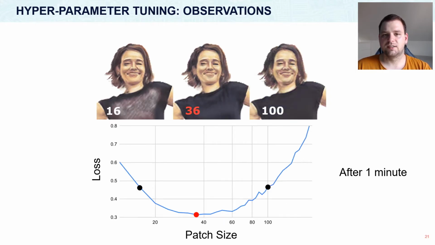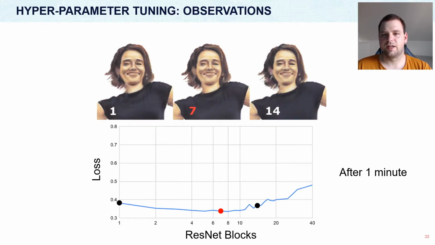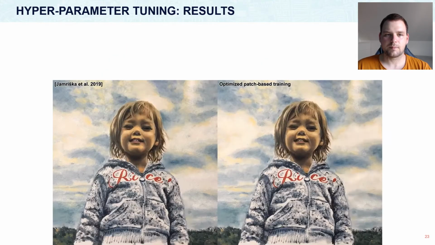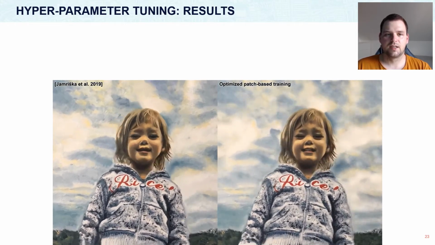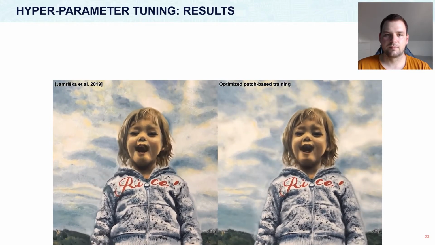We also found that patch size is an important hyperparameter as well. Initially, we thought that the optimal size of training patches would strongly depend on the given artistic style. However, it turned out that size of 36 by 36 pixels is a good default for a variety of styles. Lastly, we also tried to change the depth of the network by increasing or decreasing the number of ResNet blocks, and we found that this hyperparameter doesn't really make much of a difference, as long as it is set in a reasonable range between 1 and 20. And here is a comparison before and after the hyperparameter tuning, and as can be seen, the quality has significantly improved.